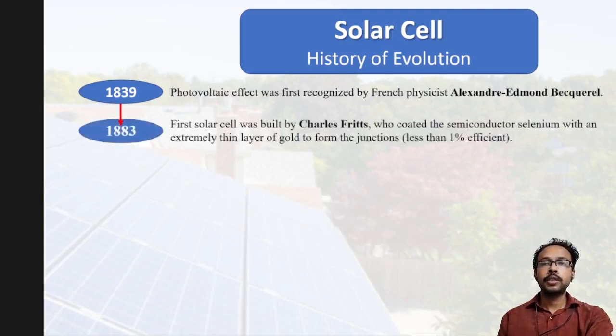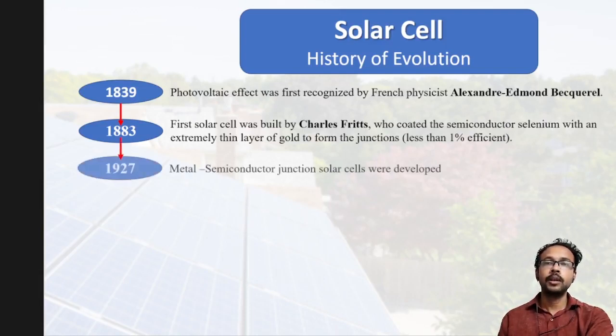In 1883, that is about 50 years later, Charles Fritz constructed the first true solar cell using junctions formed by coating the semiconductor selenium with an ultra-thin, nearly transparent layer of gold. Fritz's devices were very inefficient, transforming less than 1% of the absorbed light into electrical energy. In 1927, metal semiconductor junctions were formed. In this case, they were made of copper and the semiconductor copper oxide. They were used to make the solar cells.